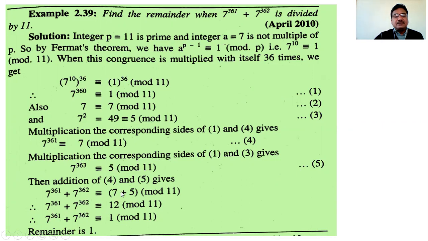And then 7 plus 5 is 12, and if we divide 12 by 11, then 1 is the remainder. That is, if we divide this number by 11, then 1 is the remainder.